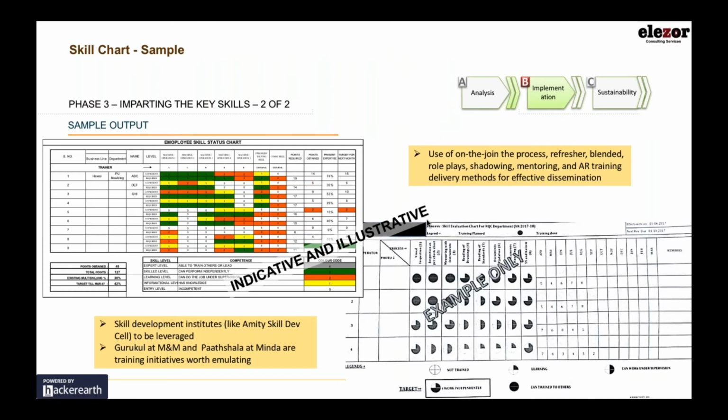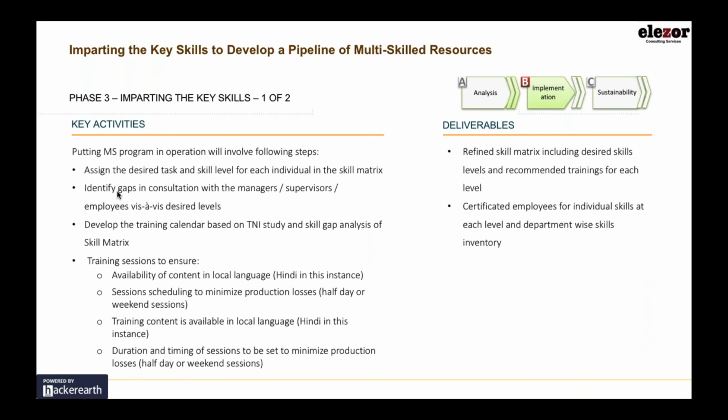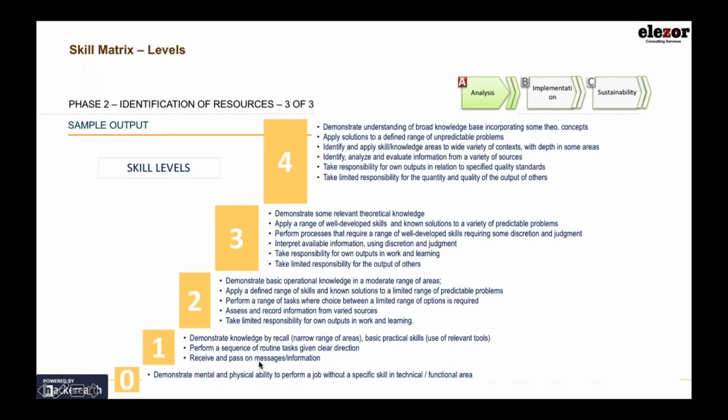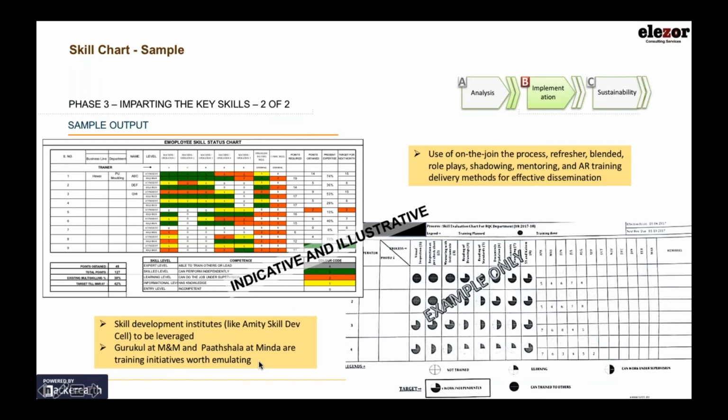So once the person has been trained, his employee skill chart would look like this. This is nothing but a further extension of the skill matrix which we saw in the previous slide. In that skill matrix board, we had just the basic information about the person: the photograph, the name, the skills of that department, and the current skill expertise level of that worker in each of these skill areas. After phase 3, this same matrix is further developed. I think this is slightly difficult to see, but if I expand it a bit more, let me see if I can.